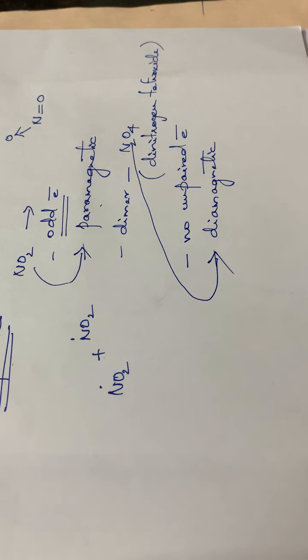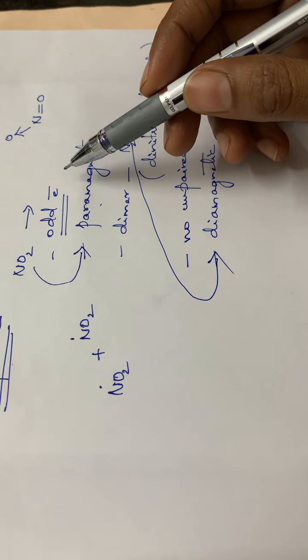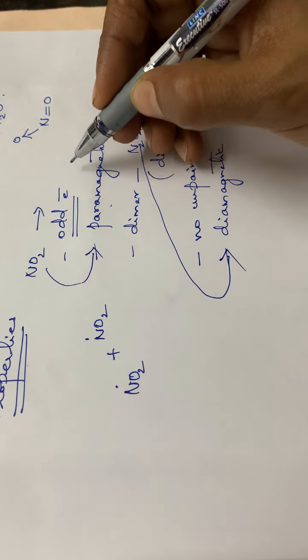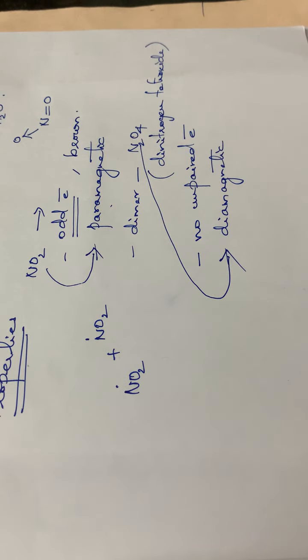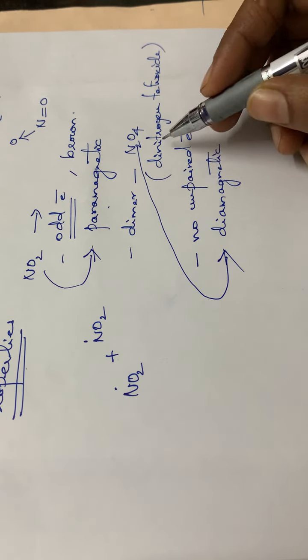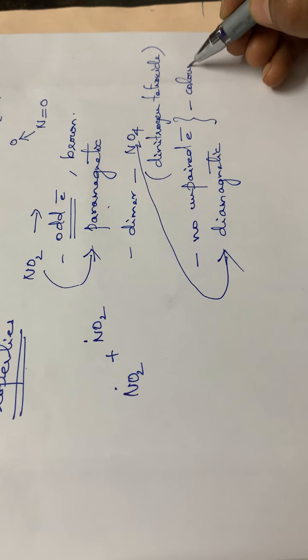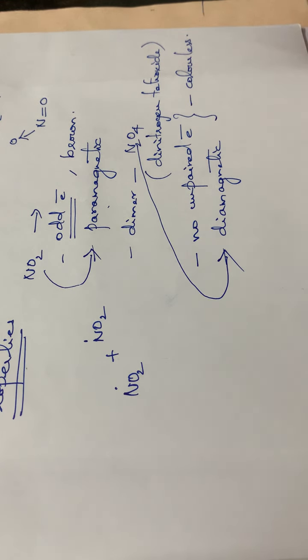And also coming to the color, usually those compounds which have an unpaired electron will be colored. So here NO2, due to the presence of an odd electron, will be brown in color, while N2O4 does not have any unpaired electrons, therefore N2O4 is colorless. N2O4 is colorless while the NO2 molecule is colored, that is, it has a brown color.